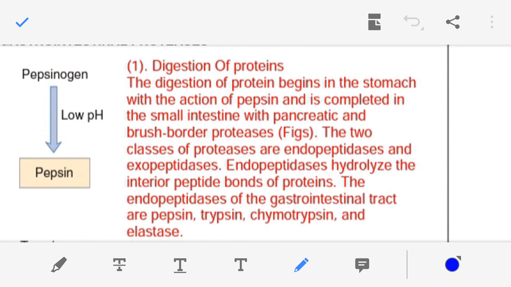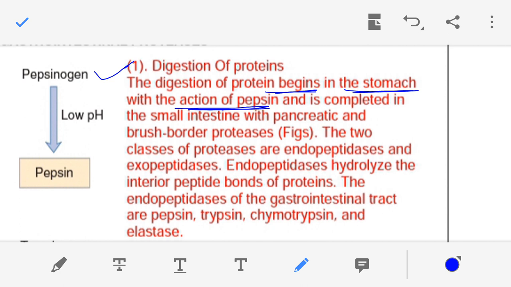I welcome you to the presentation lecture on digestion of proteins. Starting with the first point, the title, the digestion of proteins. Now, first question, where is the process of digestion taking place in our body? So, the process of digestion begins in the stomach. Digestion of protein starts in the stomach with the action of pepsin.